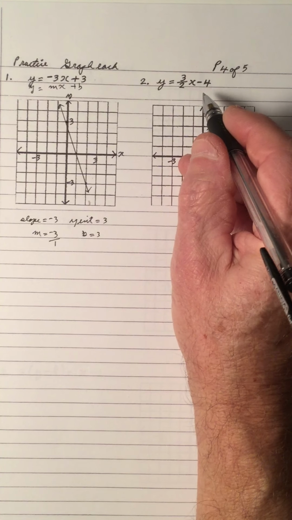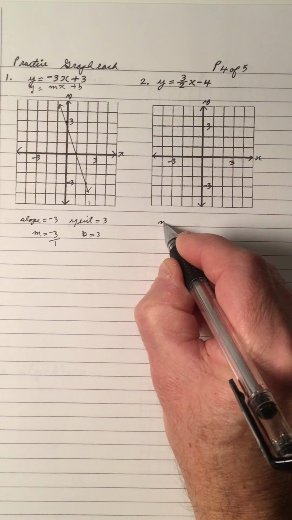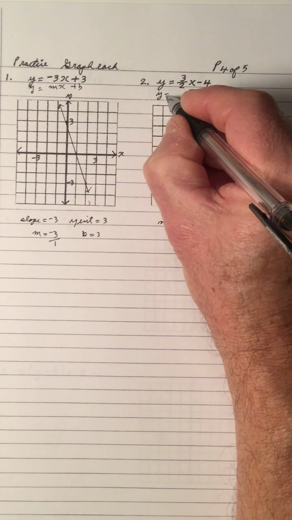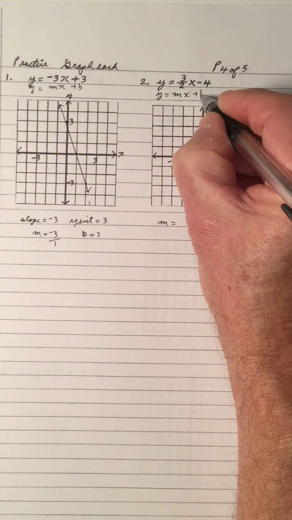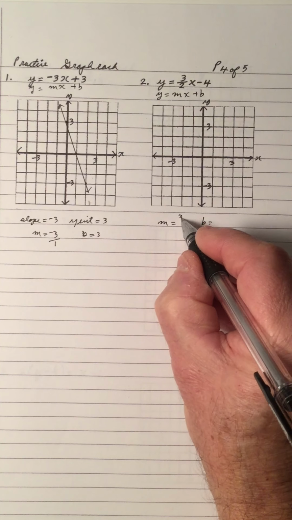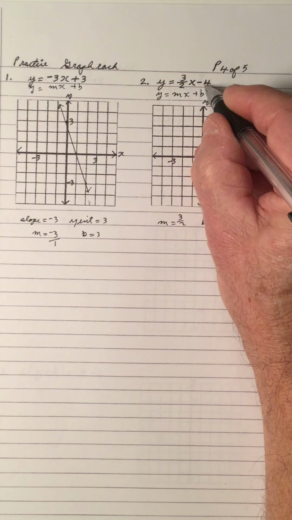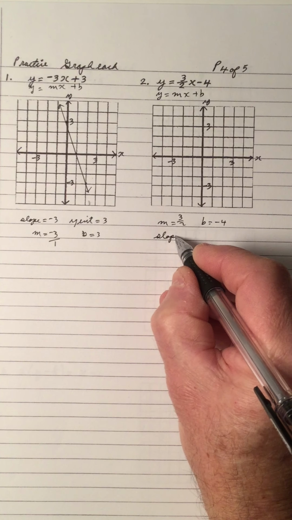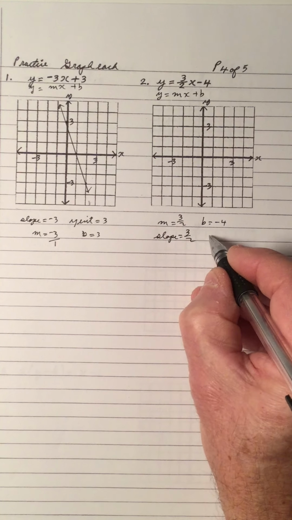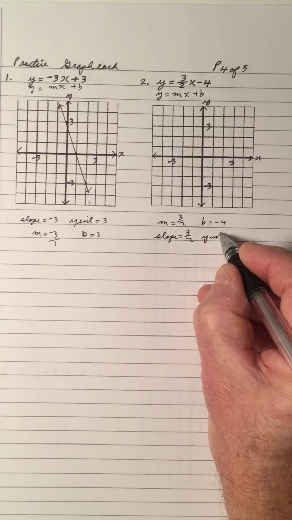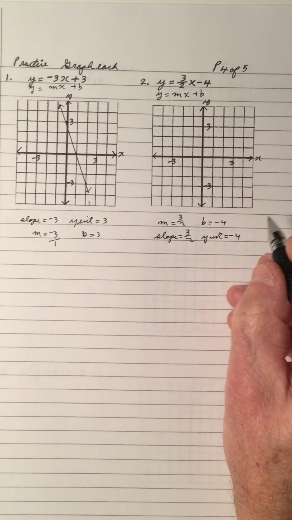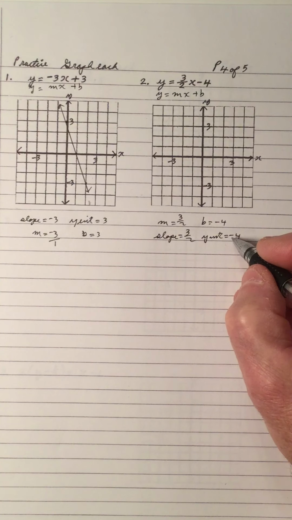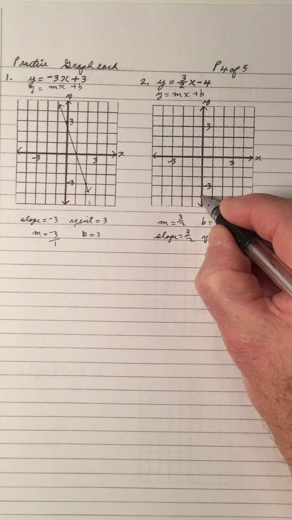And the second one, let's do m this time, and then the b. So y equals mx plus b. The m is 3 over 2, and the b is negative 4. And we should know that the slope is the m, so that's 3 over 2, and the y-intercept is the b, and the y-intercept is negative 4. So we plot the y-intercept first. The y-intercept is negative 4, which is right here.